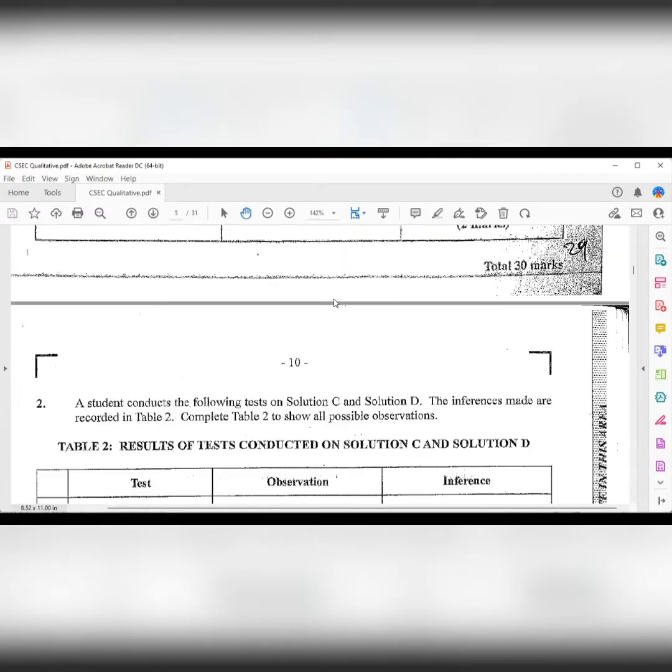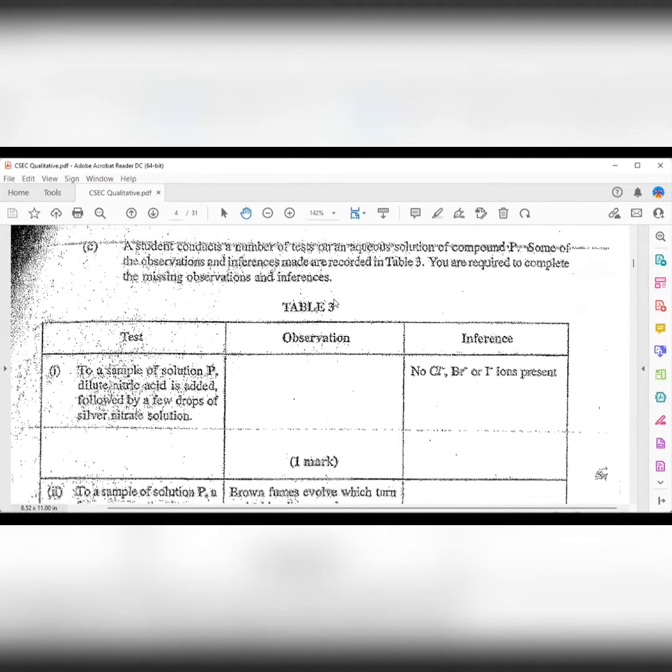That was 1998. That's a long time ago. Let me see this. Okay. All right, so a student conducted a number of tests on aqueous solution of P. Some of the observations and inferences are given.